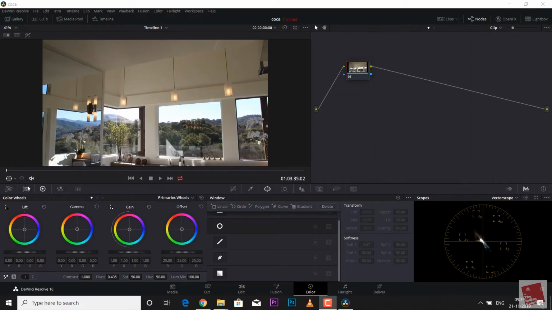Hue. The easiest way to understand hue is to look at it. In the primary effects here, we have a hue control. Notice what will happen to the image and the vectorscope once I start rotating the hue control. Notice how the color of the entire image will change. Notice the wall's colors. And look at the vectorscope.